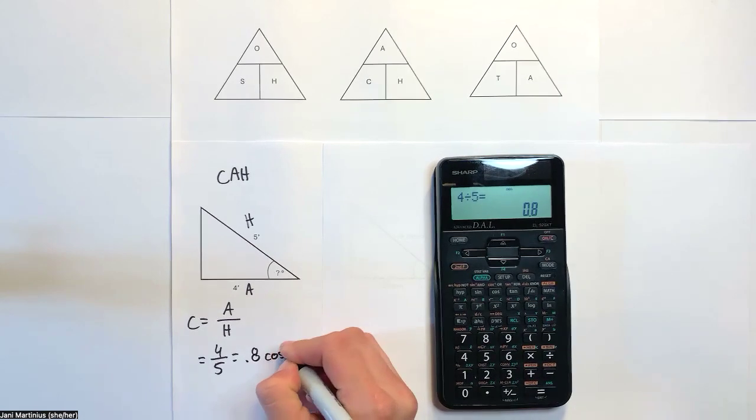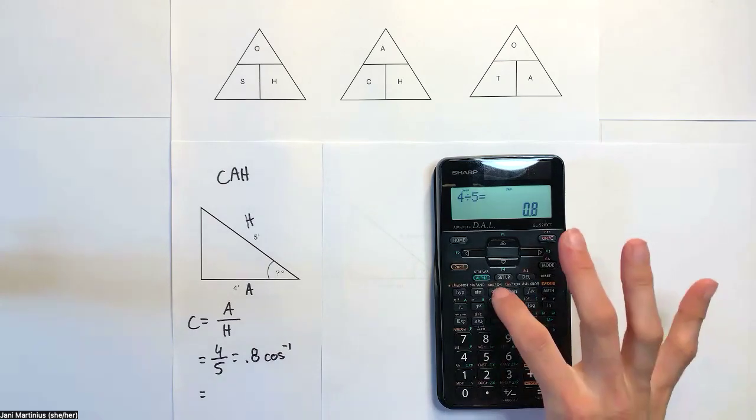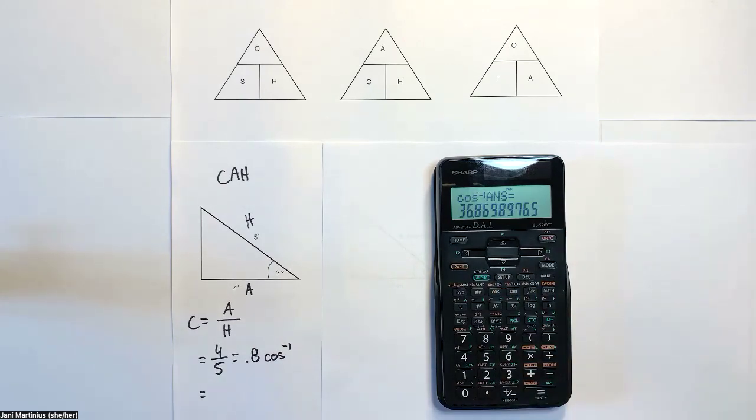And we need to do the inverted function of cosine. So second function, cos, gets us 36.869 degrees. Now let's keep practicing our DMS button.